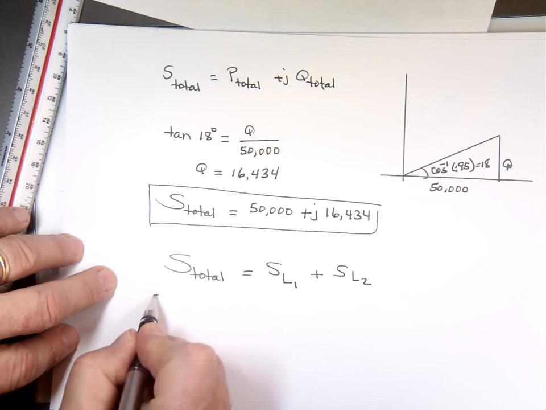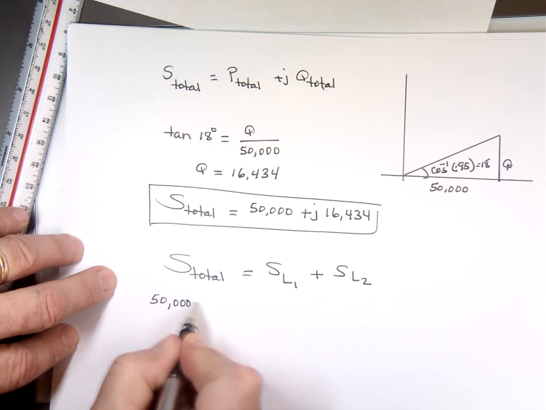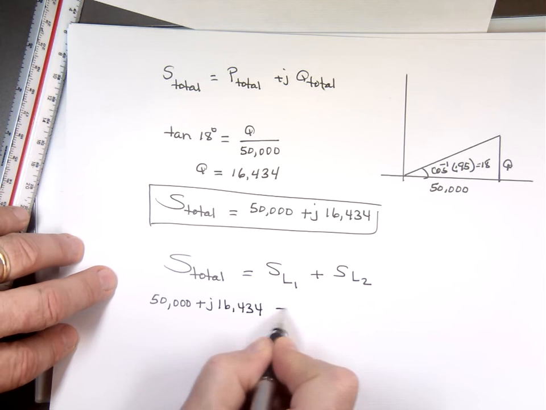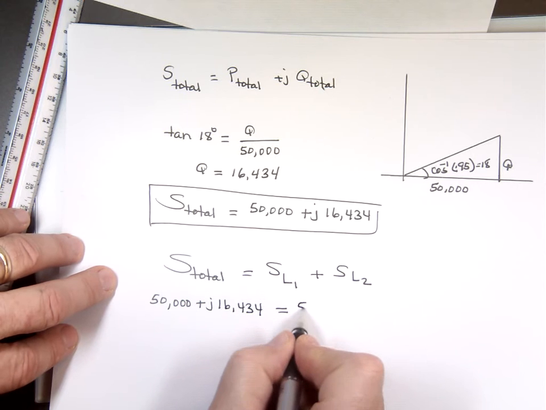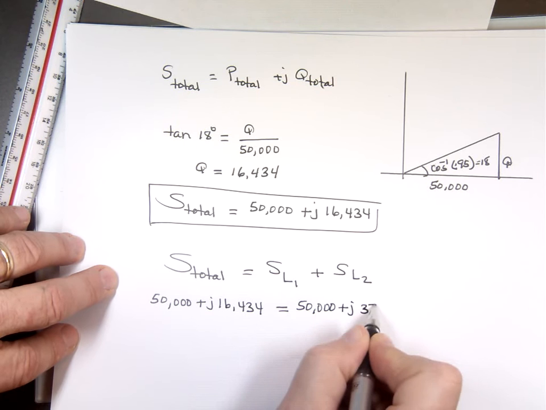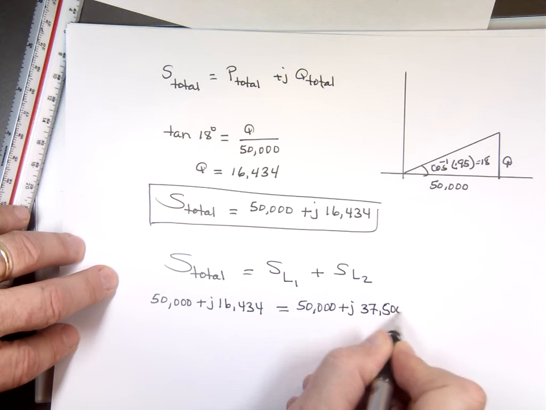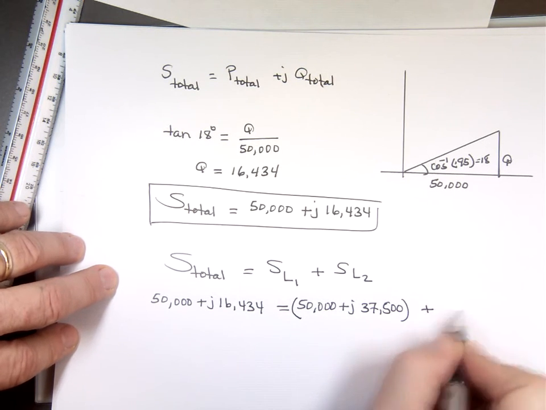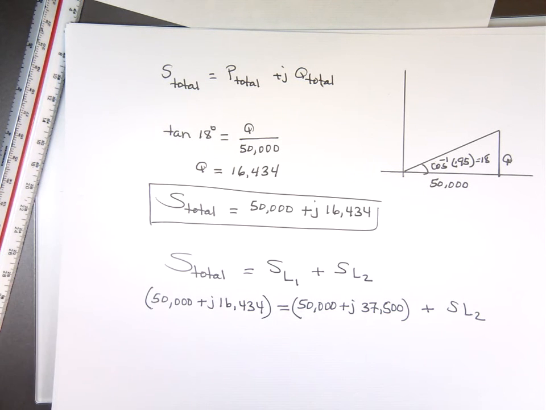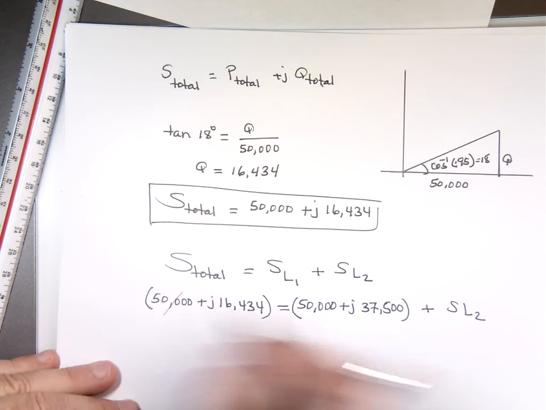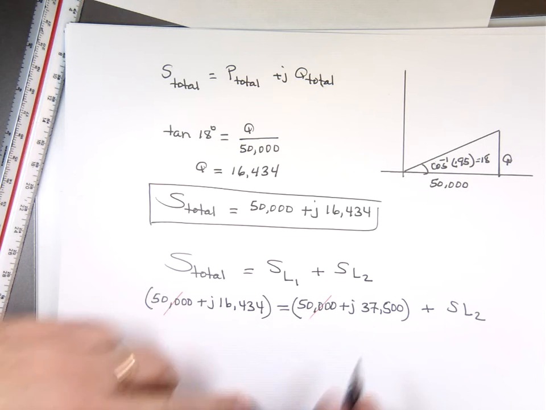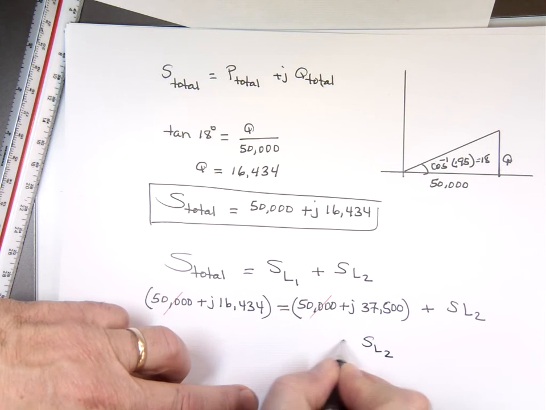So 50,000 plus J 16,434 equals load 1, 50,000 plus J what? 37,500 plus S, load 2. And you can see the math that 50,000 cancels the 50,000s on both sides of the equation. So S for load 2 is going to be what?